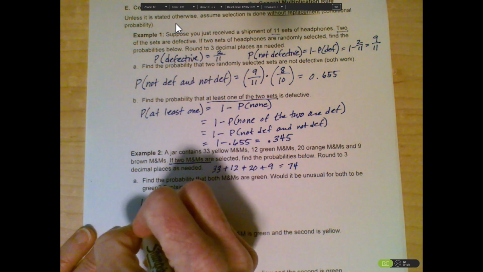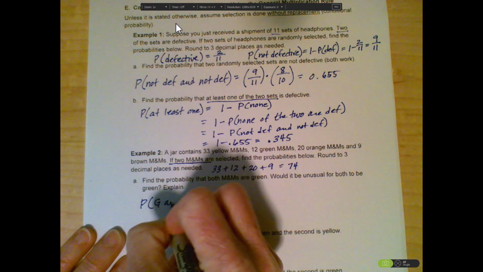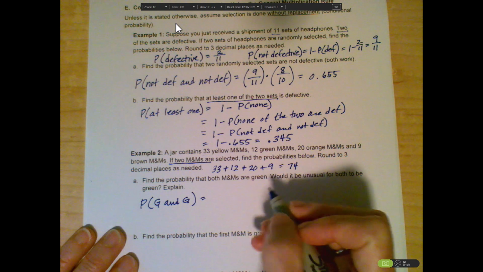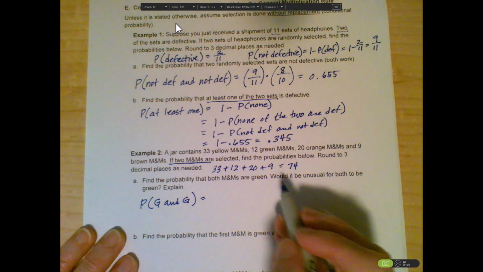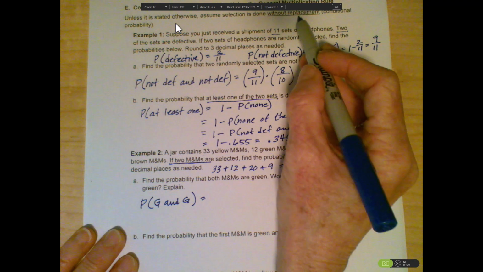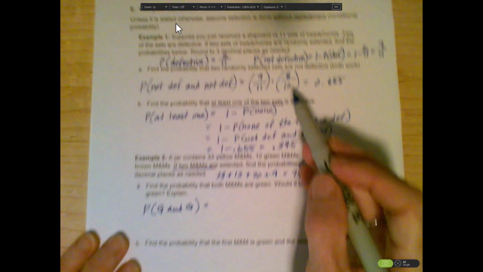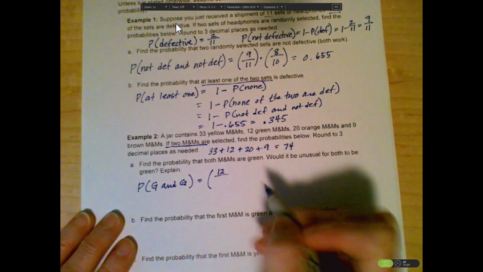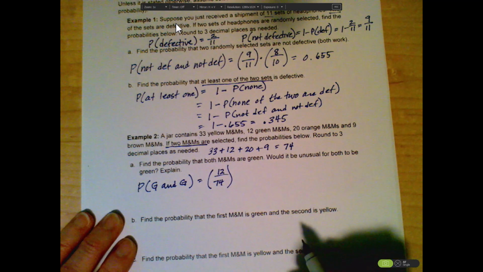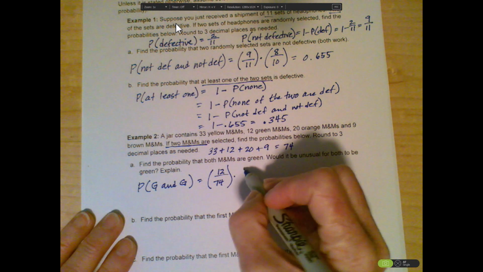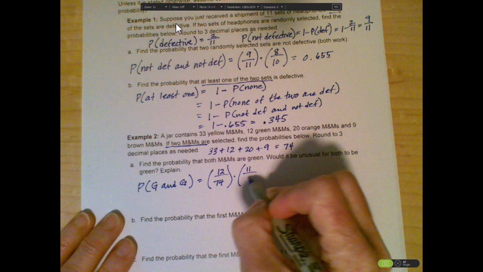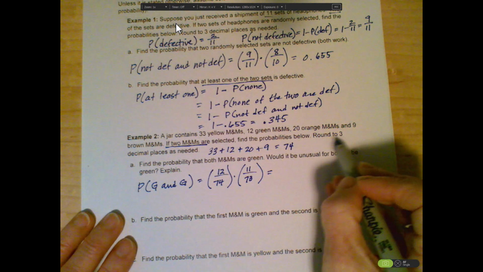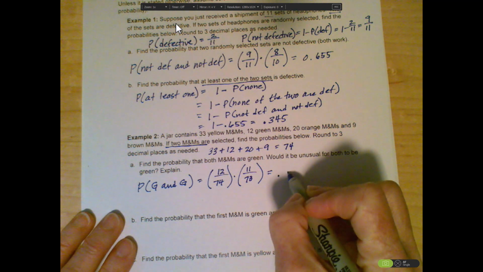Okay, so the probability that you reach in and the first one's green and the second one's green. This is conditional probability, so remember they told us up here, without replacement. So the first one's green. How many greens are there? There are 12, and we just said there's 74 M&Ms total. But now we didn't put it back. Maybe we ate that M&M, and now there are only 11 greens and 73 total M&Ms. And we're supposed to find probabilities to 3 decimal places. This comes out to 0.024.